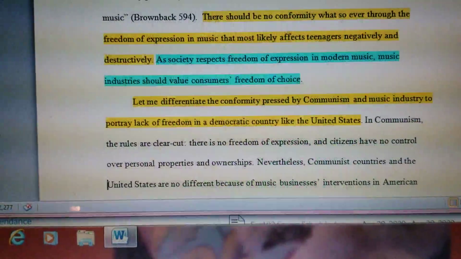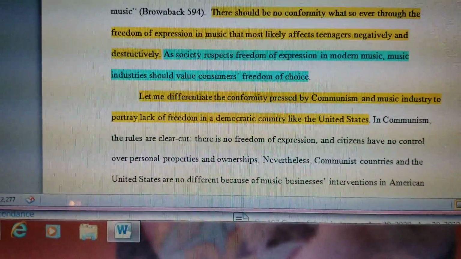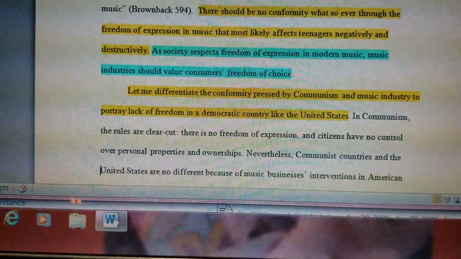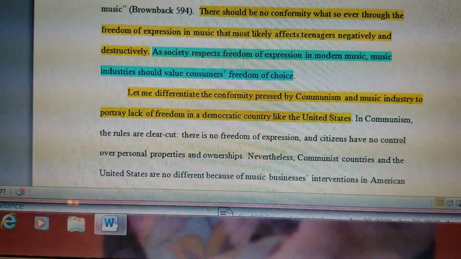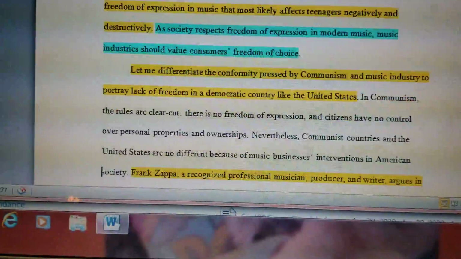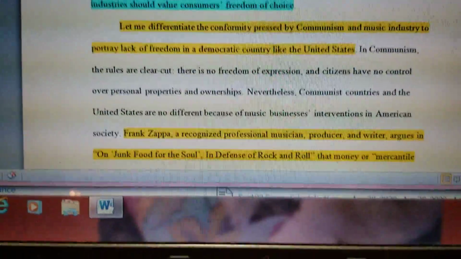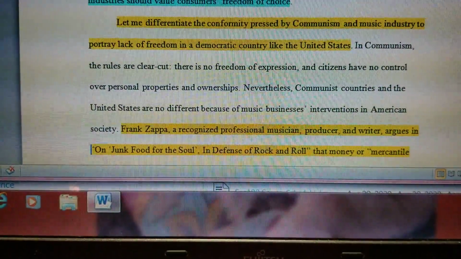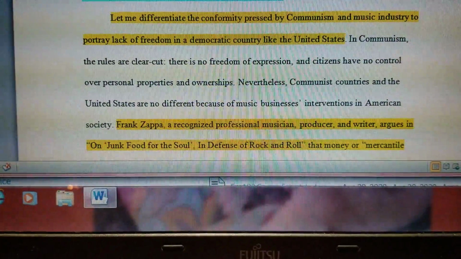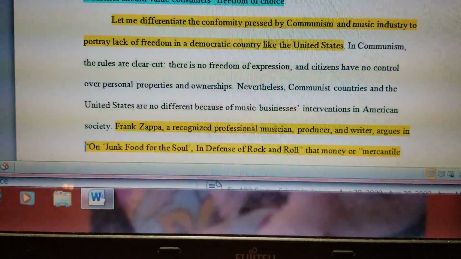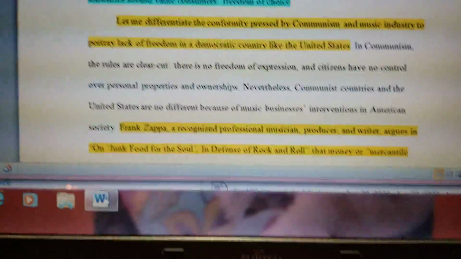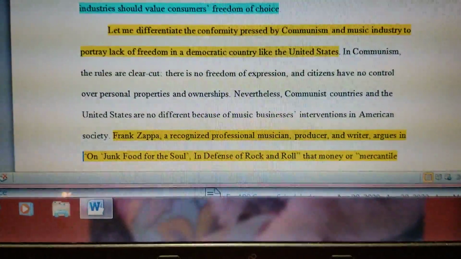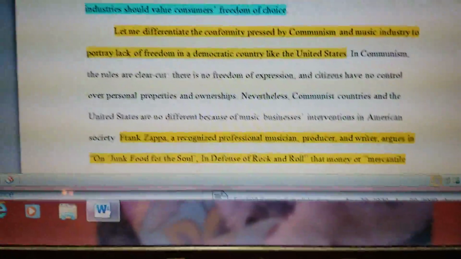Then she brings up a very strong point from her personal experience. Let me differentiate the conformity pressed by communism and music industry to portray lack of freedom in a democratic country like the United States. She goes on to explain that in communism, the rules are clear-cut. There is no freedom of expression. Citizens have no control. Nevertheless, communist countries and the United States are no different because of music businesses' interventions in American society. The point that she is making that the negative influence is controlled by a large corporate interest.